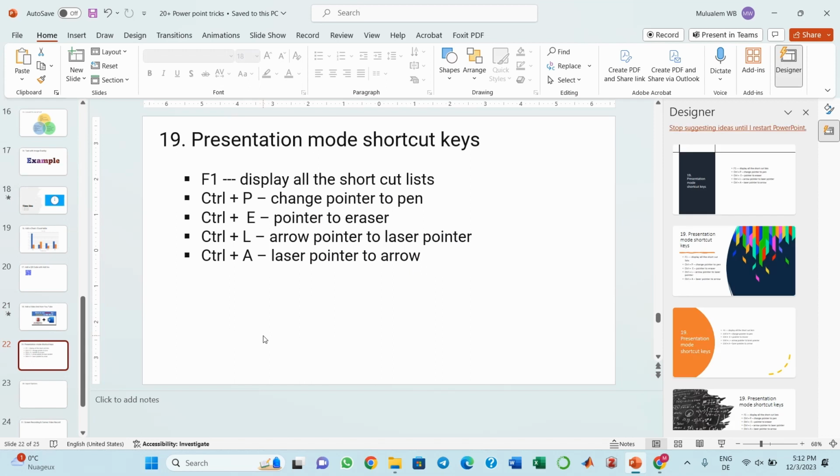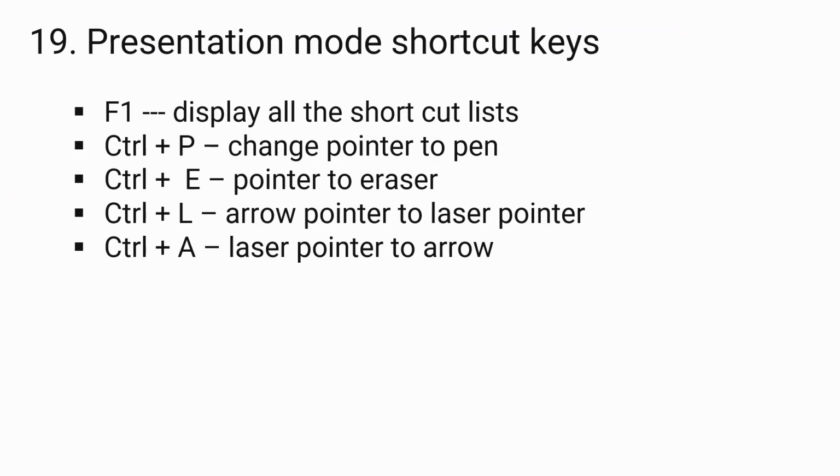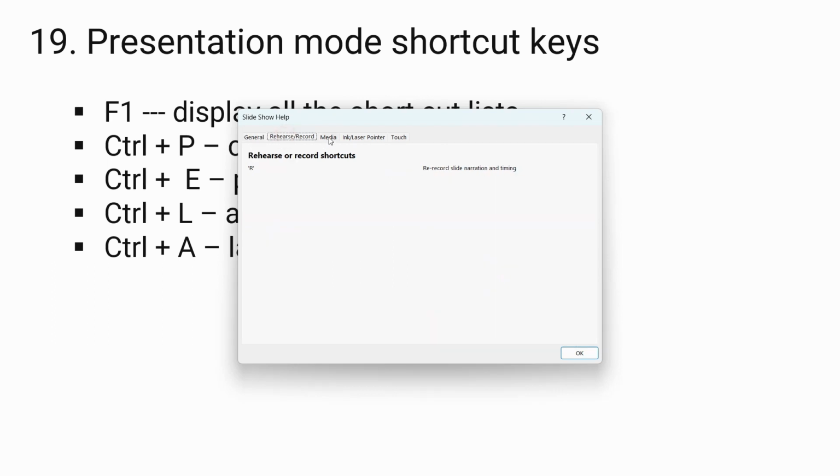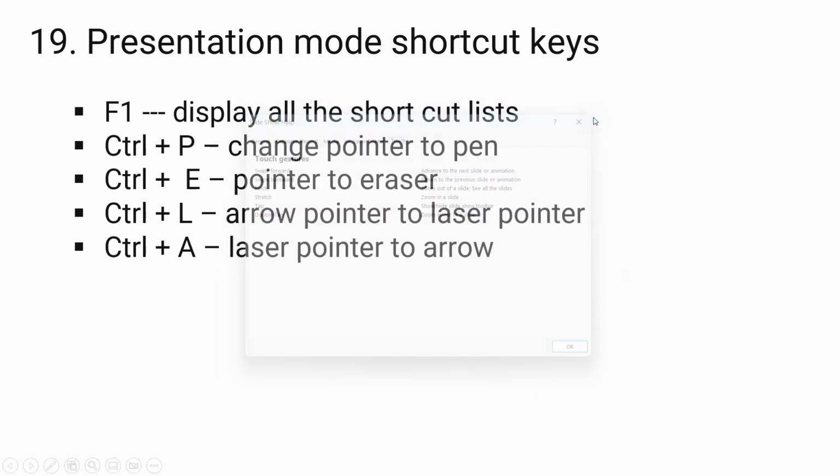Now here, these are the presentation mode shortcut keys. I will move to the presentation mode. In the presentation mode, the first one is we can click F1 to display all the shortcut lists. I can click on F1. When you click F1, this one appears. Here you have the lists of the shortcuts, such as rehearsal, or you have the laser or ink pointers and different options here. You can change from this one and see what happens in the presentation mode. This is the first one with F1.